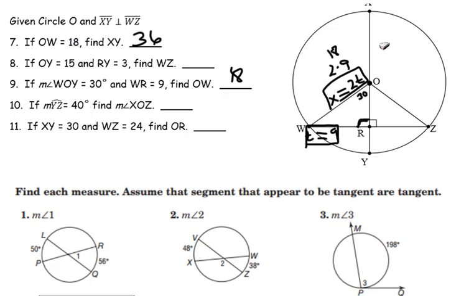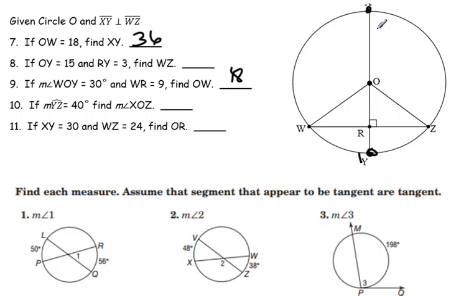Number 11. The xy is 30, so the diameter of the circle, x to y, is 30. That means that all the radii are 15. WZ is 24, so here to here is 24, which, since this is a radii perpendicular to a chord, it cuts the 24 here in half. So this is going to be 12 and 12.